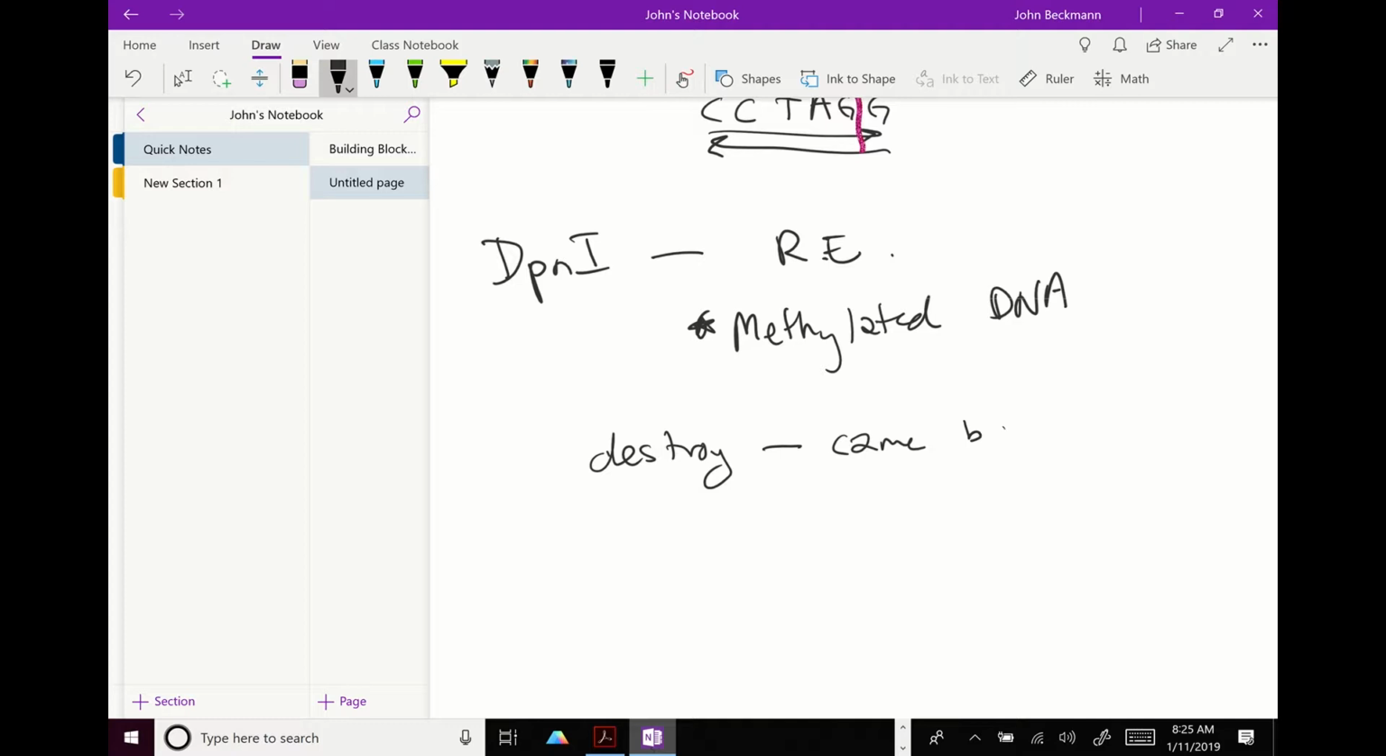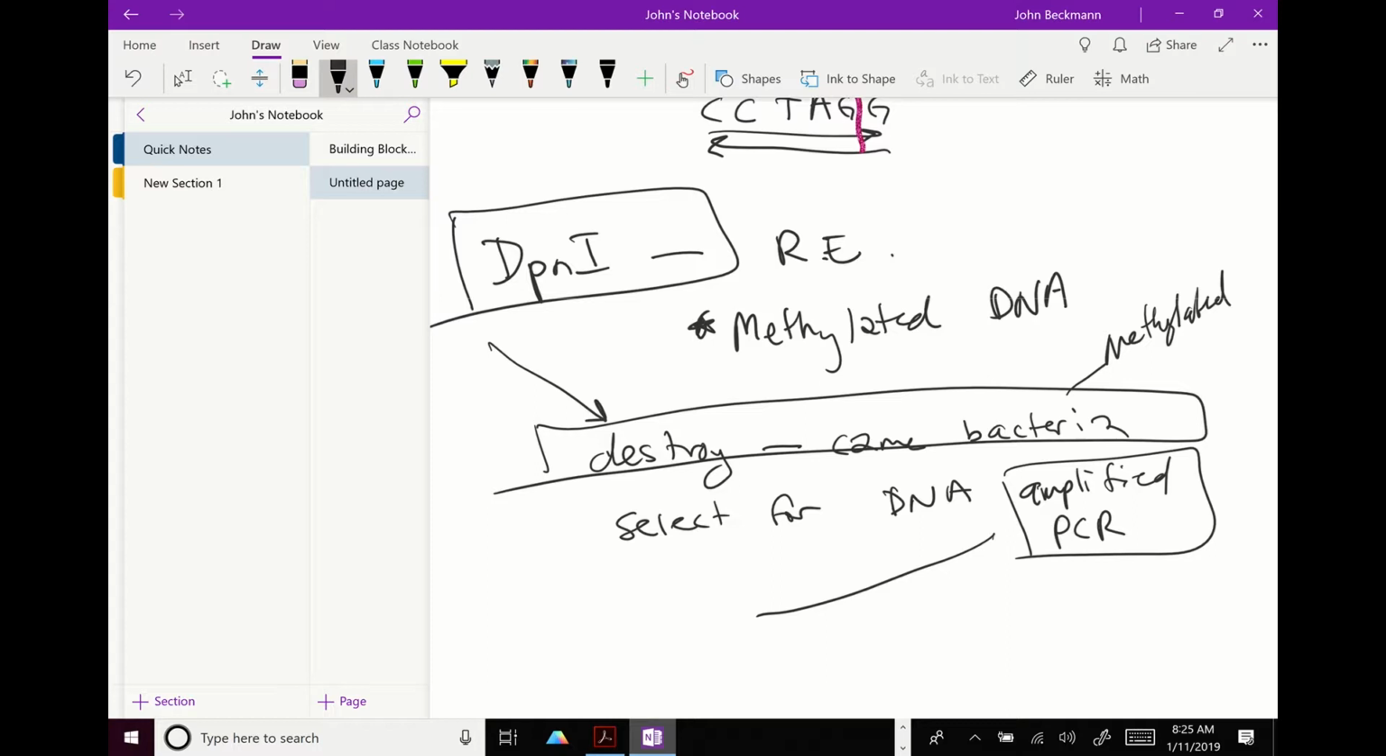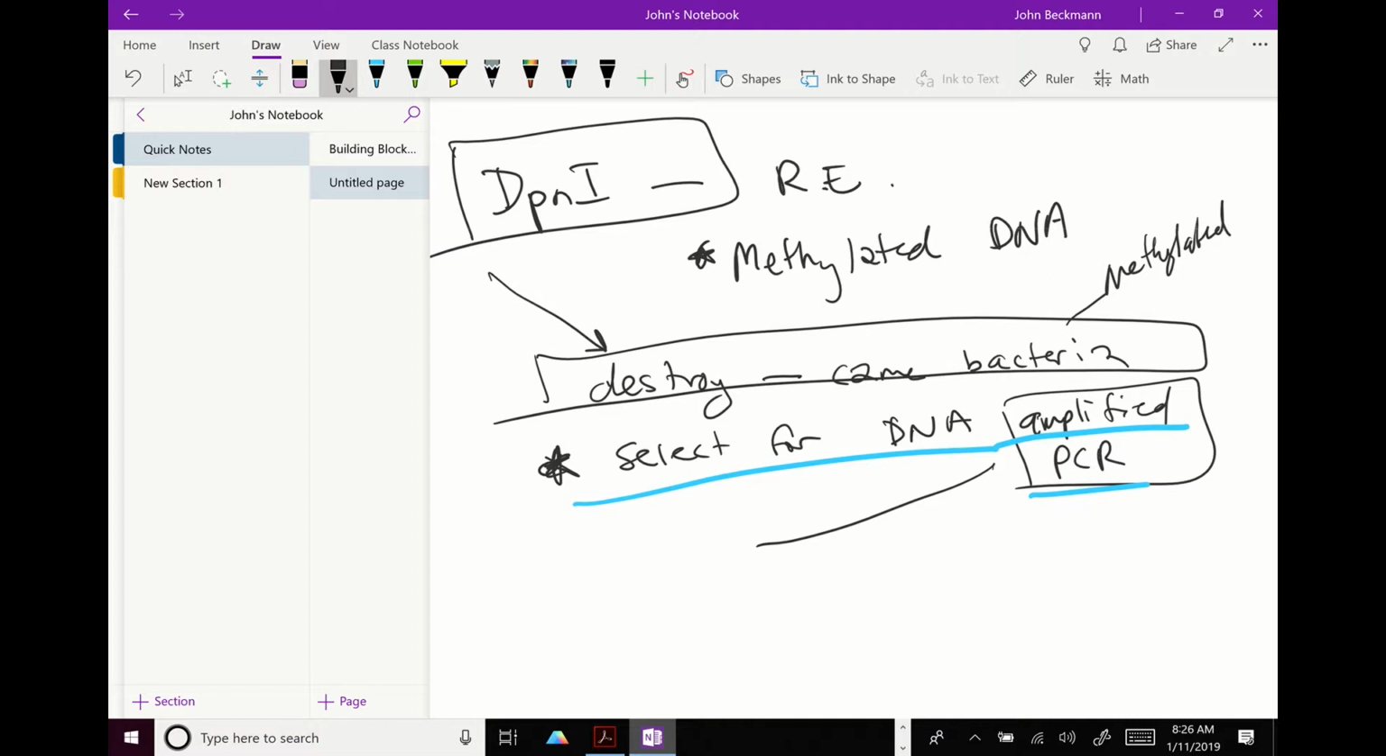And we want to select for DNA that we amplified by PCR. And if we use DPN1, it will destroy the bacterial DNA, because if it was replicated in a bacteria, it got methylated. But it will not destroy DNA that you replicated by PCR, because you never added a methylase to your reaction. Does that make sense? So there are cases where we want to select for DNA that we amplified by PCR. So that's why DPN1 is important, and DPN is a restriction enzyme that recognizes methylated DNA.